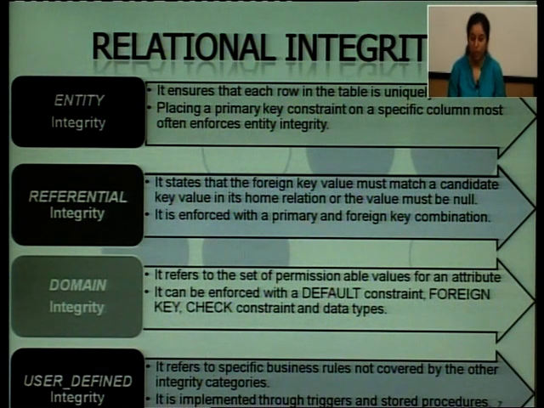The third one is domain integrity. It refers to the set of permissible values for an attribute. It can be enforced with a default constraint, the foreign key, check constraint, and the data types. Next is known as user defined integrity. It refers to specific business rules not covered by the other integrity categories. It is implemented through triggers and stored procedures. So, these are the four types of integrity: entity integrity, referential integrity, domain integrity, and user defined integrity.